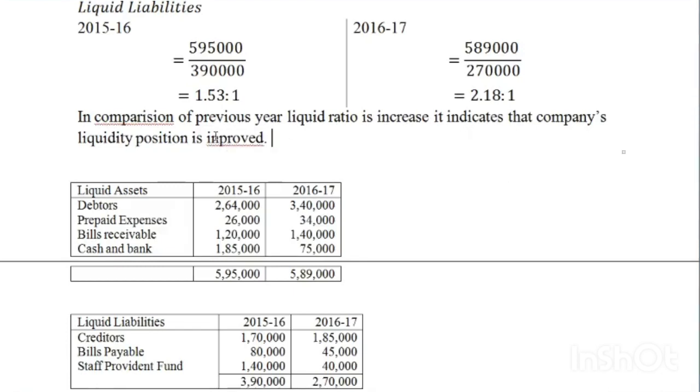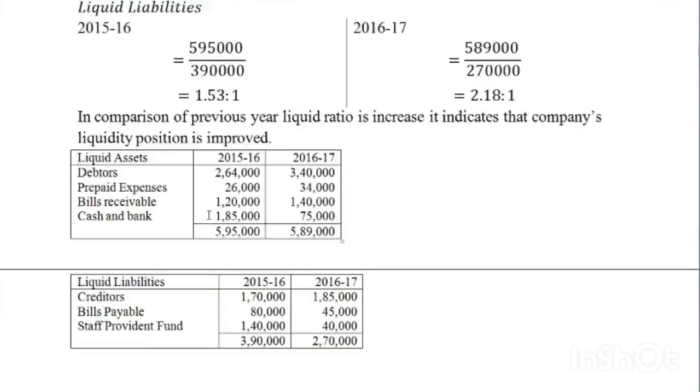Okay. And the ideal ratio is, you know, 1:1. 1:1 કરતા વધારે આવે તો સારું જ કહેવાય. So we can say the company's liquidity position is good and it is improved as compared to the previous year. સારી પણ છે અને previous year ની comparison માં સુધારો પણ થયો છે. Okay. અને વધી પણ છે. એવું આપણે કહી શકીએ. Clear? So this is your liquid ratio.